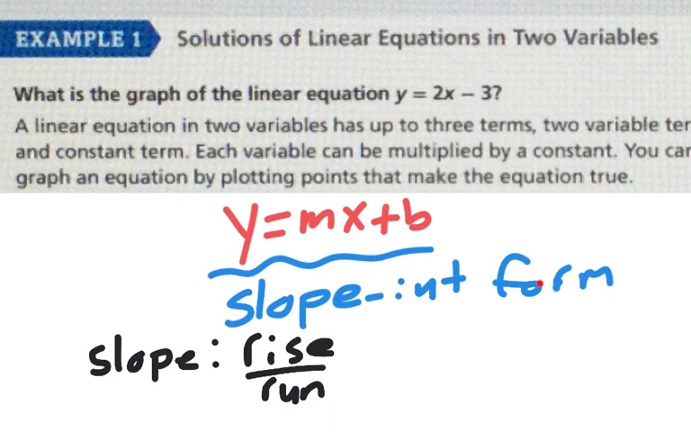The slope of the roof. So the steeper it is, the more up and down, which means it has greater slope. The flatter it is, the less slope. We also have negative slopes, right, where it goes down from left to right. So what slope tells us is how slanted or how steep the line is.